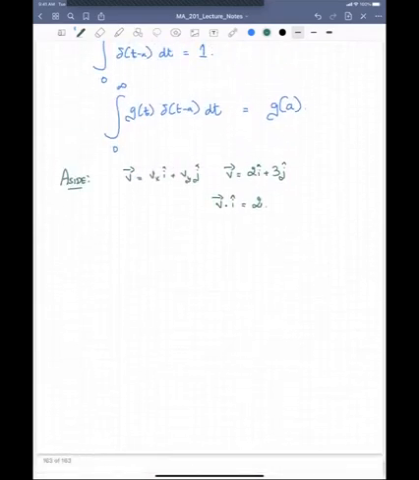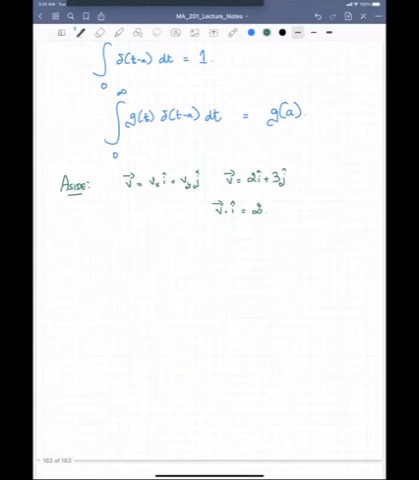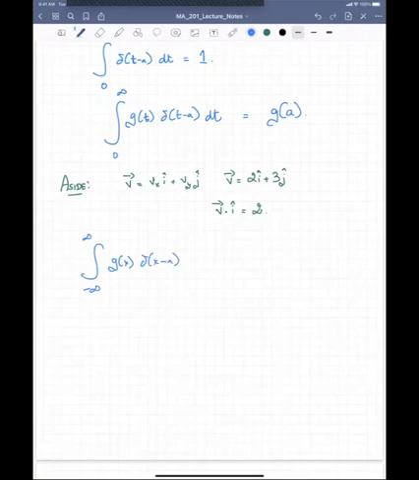So it projects out the value of functions at specific points of space or time, whatever your variable is. So this could be x also. For example, I can define the delta function in the space domain. The integral from minus infinity to infinity of g of x times delta of x minus a dx would be g of a. So on and so forth.